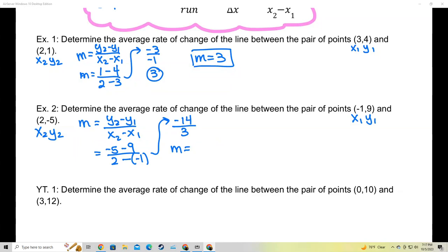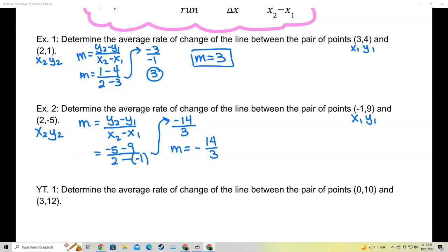On the formative, it doesn't like when you put the negative on the top. So I'm going to just take that negative, squeeze it in the front, negative 14 over 3. It's the exact same answer, okay? But on the formative, it'll mark it wrong if you put the negative on the top. It's just a little picky. Technically, it's the same thing.